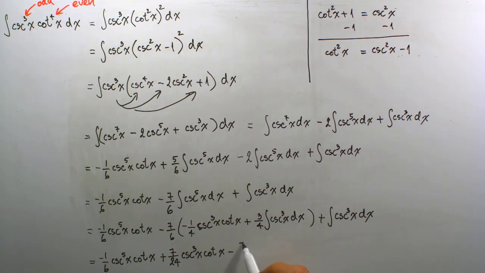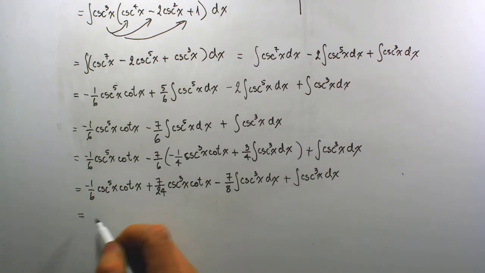minus 7/8. After multiplying these two coefficients together, I'm going to end up with minus 7/8 times the integral of cosecant cube of x. And that's after distributing the minus 7/6 into each of the terms right here. And don't forget, we still have another cosecant cubed of x, which is unfinished at this point. And so we can further combine these two integrals as combining like terms.